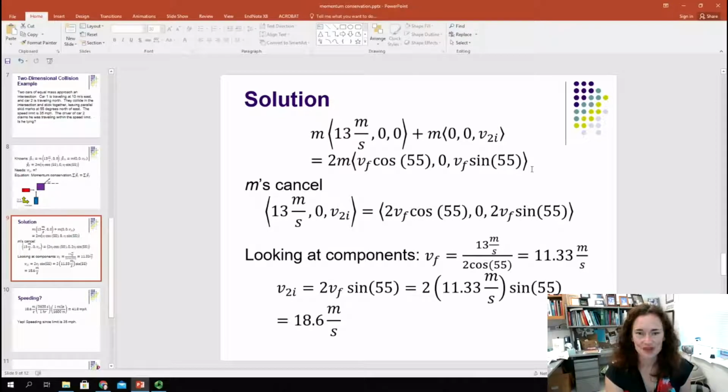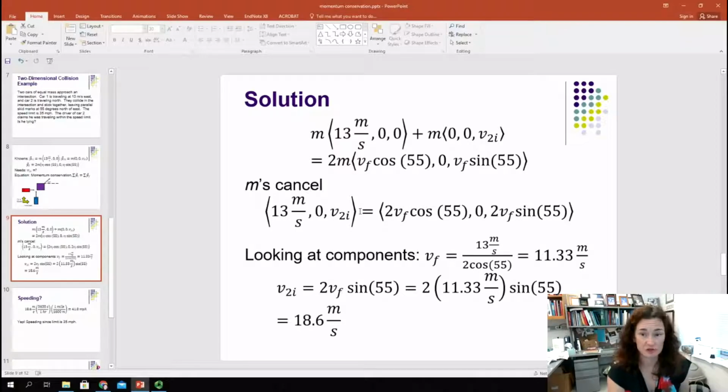Now, I don't know what the masses are, but I do know that they cancel because the mass appears in every term on both sides of the equation. So I can cancel those out and move the 2 inside my vector if I want to. And when I add the vectors on the left-hand side, I end up with a vector of (13 meters per second, 0, V2 initial).